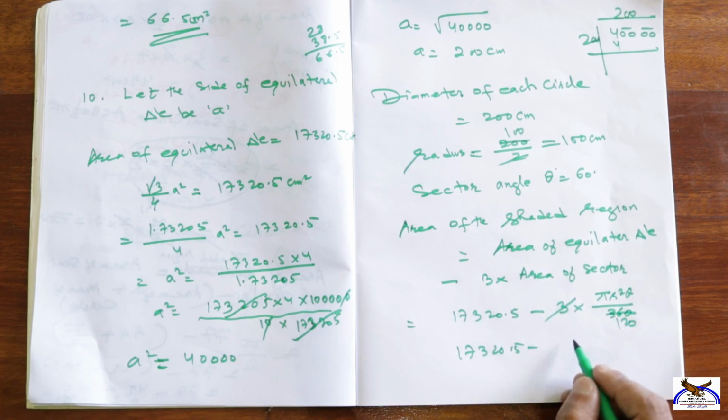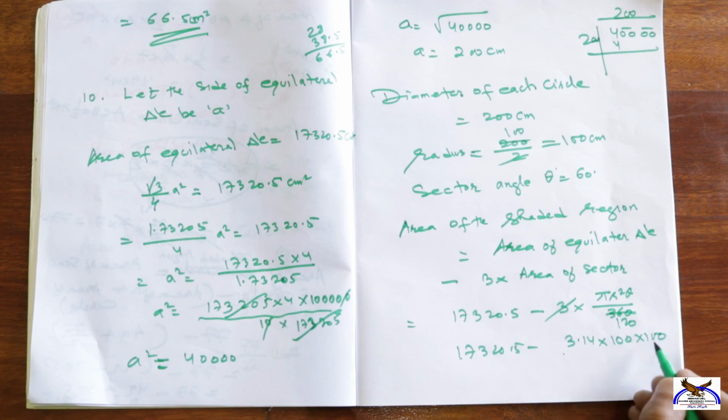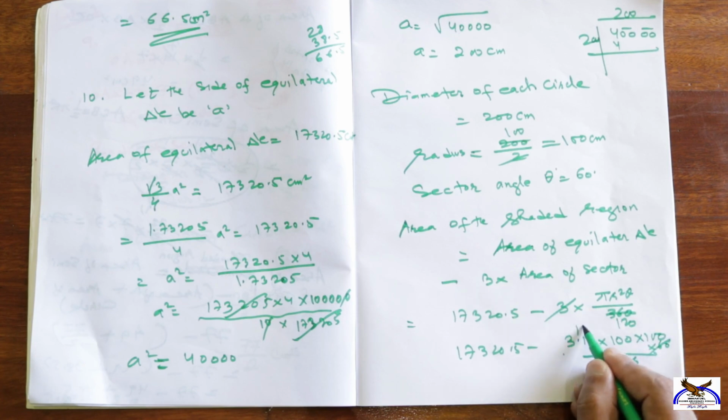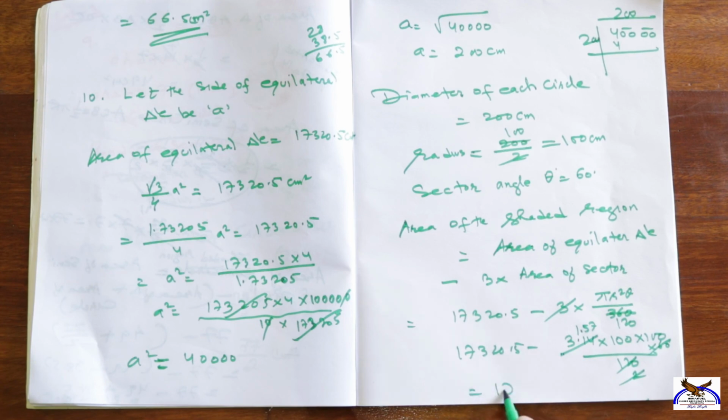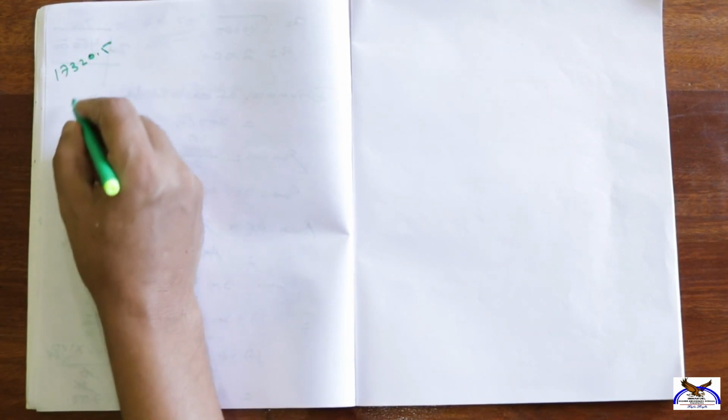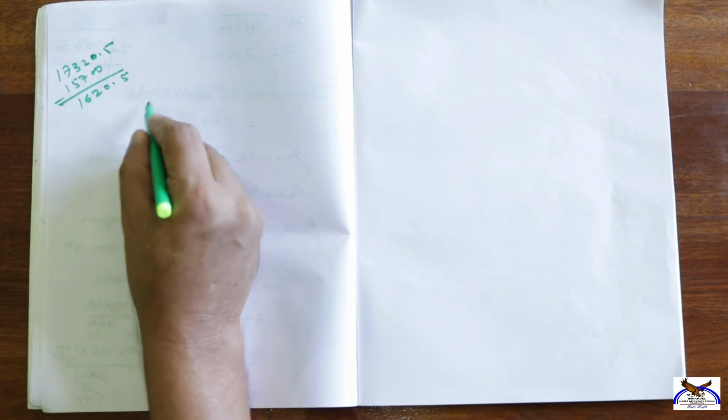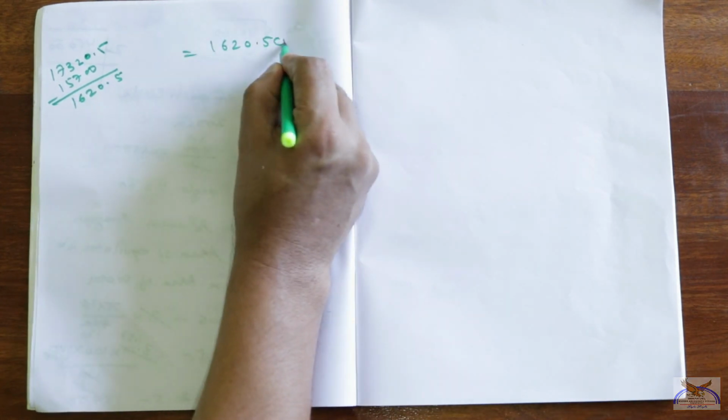Pi is given as 3.14, the radius we got is 100, and theta is 60. So 17320.5 minus 1.5 into 100 into 100 is 15700. Then 17320.5 minus 15700 gives 1620.5 centimeter square.